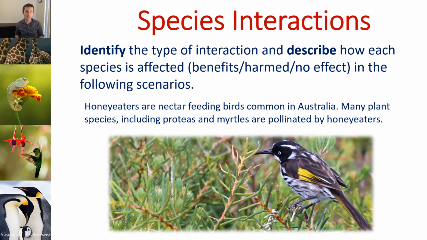First one: honeyeaters are nectar-feeding birds common in Australia. Many plant species, including proteas and myrtles, are pollinated by honeyeaters. This interaction is a type of symbiosis, and the type of symbiosis, you should all be there, is mutualism. Why? Because we have a positive interaction. The bird, positive, it gets nectar. The plant, it gets pollinated, positive. That is a symbiotic relationship.